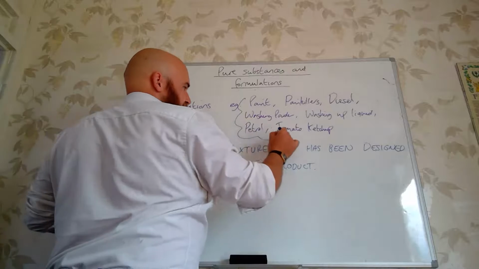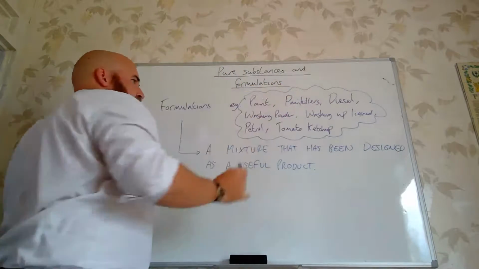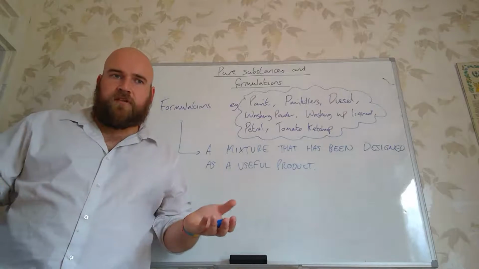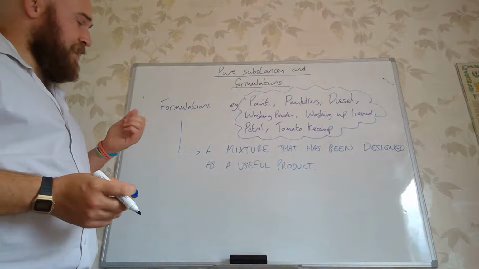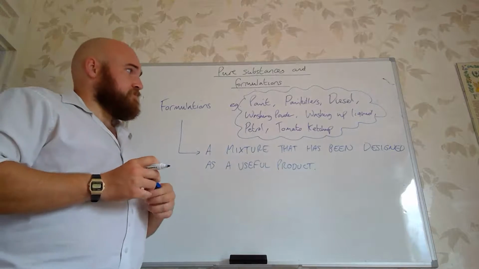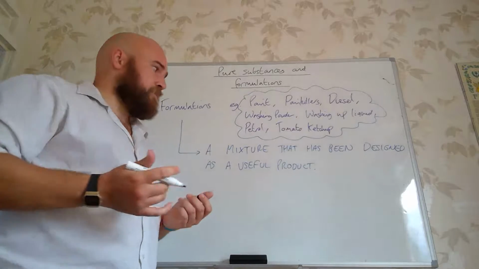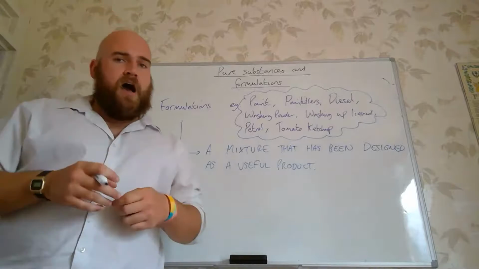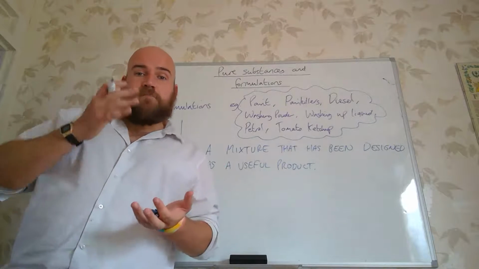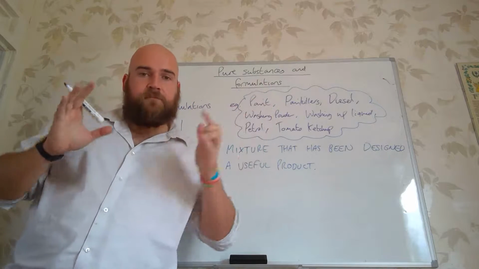Let's just make sure we're aware of this. Are all of these things that I've labeled useful products? Are they things that we use in our everyday life? Yes, they are. Are they all mixtures? Yes, they are. If you actually check the ingredients, you can see that they are all mixtures. How could you tell that they were mixtures? Well, mixtures are impure, so their melting and boiling point won't be fixed. It will be a range of temperatures.